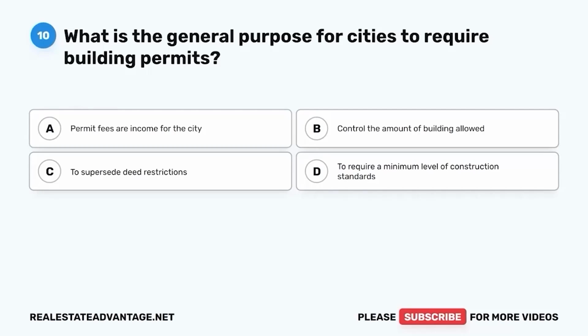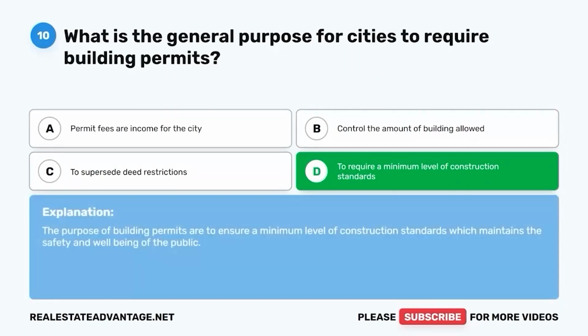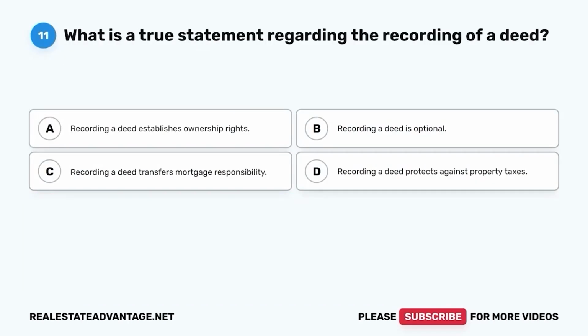Question 10. What is the general purpose for cities to require building permits? A. Permit fees are income for the city. B. Control the amount of building allowed. C. To supersede deed restrictions. D. To require a minimum level of construction standards. The correct answer is D. To require a minimum level of construction standards. The purpose of building permits is to ensure a minimum level of construction standards, which maintains the safety and well-being of the public.